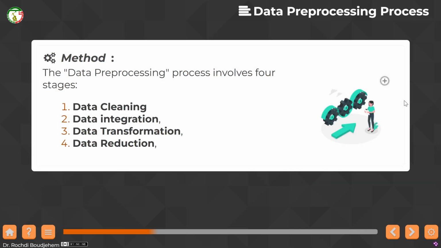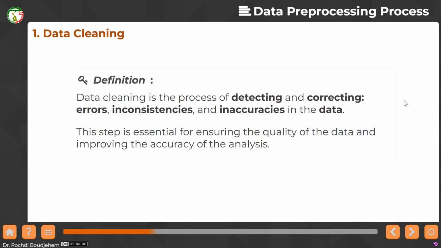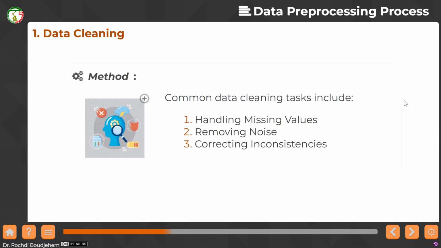The data preprocessing process involves four main stages: data cleaning, data integration, data transformation, and data reduction. The first stage is data cleaning, which is the process of detecting and correcting errors, inconsistencies, and inaccuracies in the data. This step is essential for ensuring the quality of the data and improving the accuracy of the analysis. Common data cleaning tasks include handling missing values, removing noise, and correcting inconsistencies.